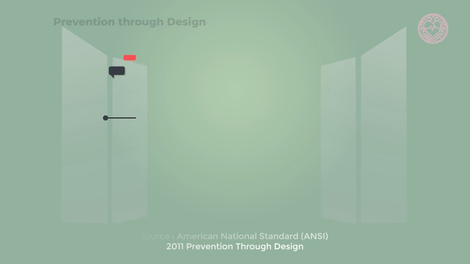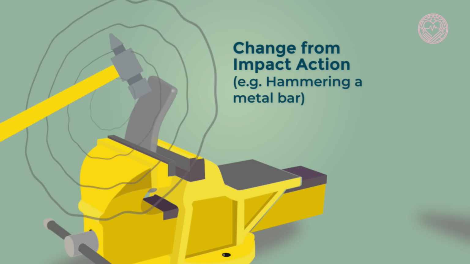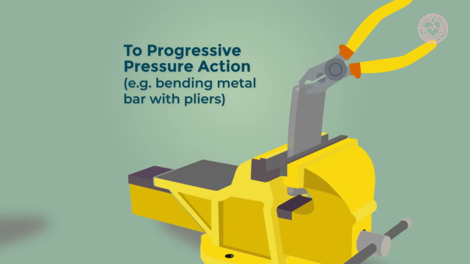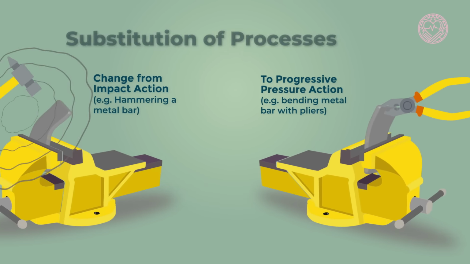Substitution of process. Change from impact action, for example, hammering a metal bar, to progressive pressure action, for example, bending a metal bar with pliers.